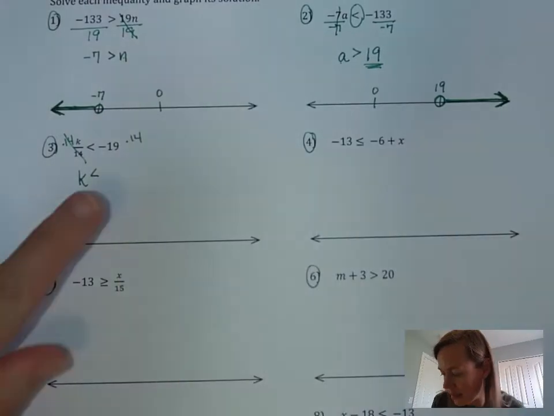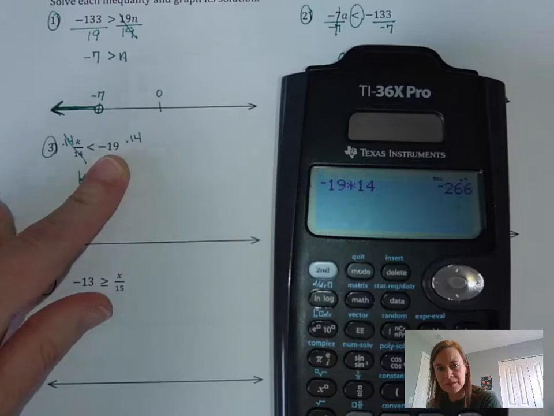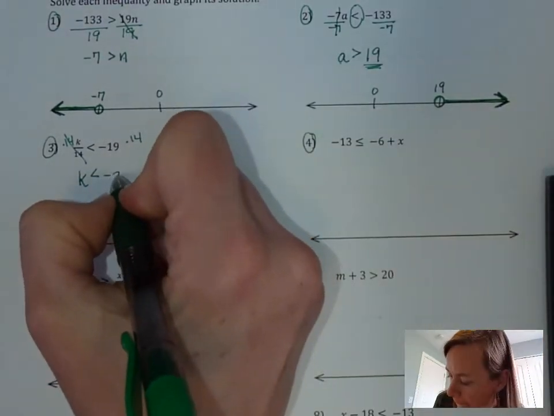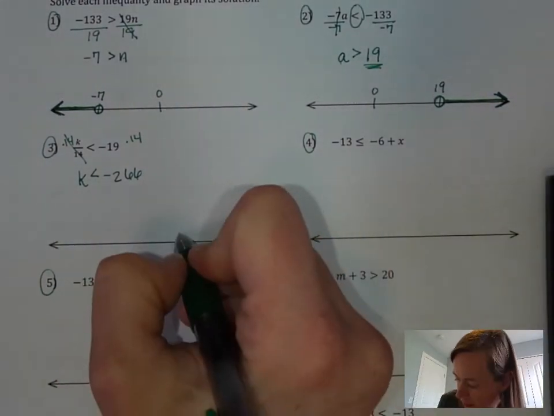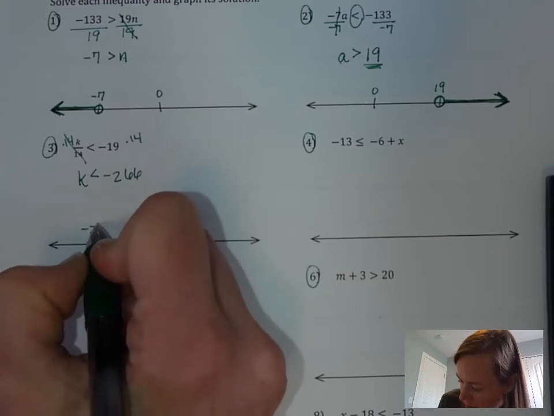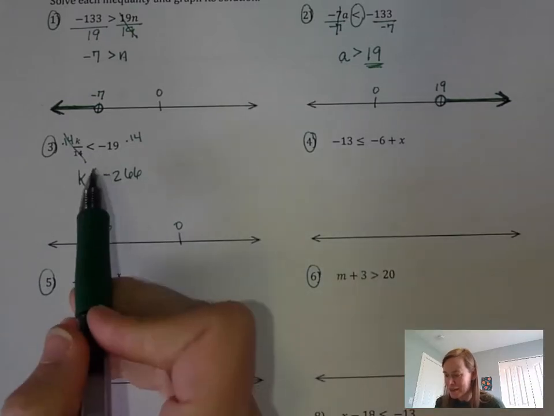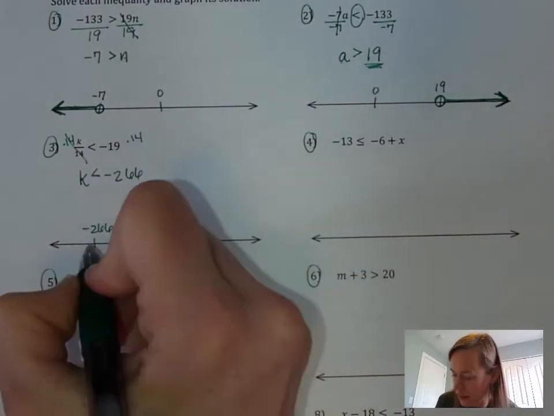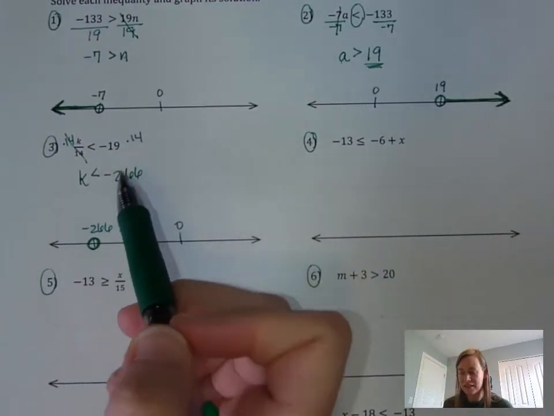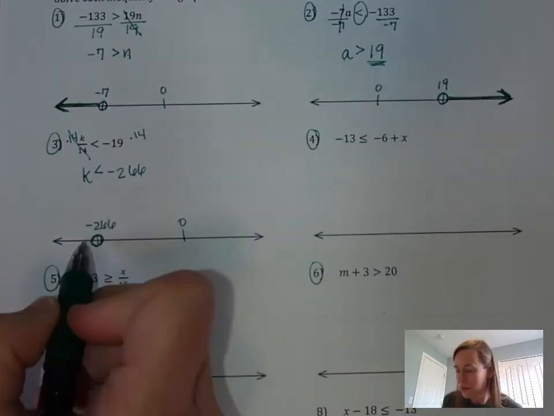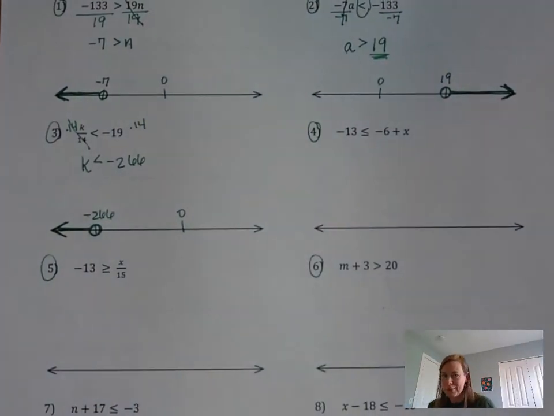So k is less than whatever this equals. Let's figure that out. Negative 19 times 14, negative 266. Now I need negative 266 on my number line. I'll put 0 here, and anywhere to the left you can put your negative 266. This sign needs an open dot. k, in other words the answers, are less than negative 266. So the answers are smaller than negative 266, and I should draw the arrow to the left where all those smaller numbers live. And then I'm done with that one.